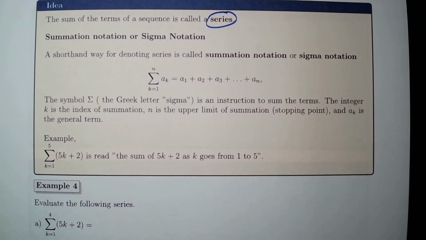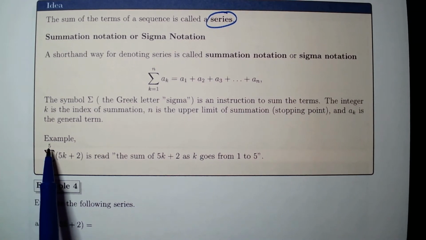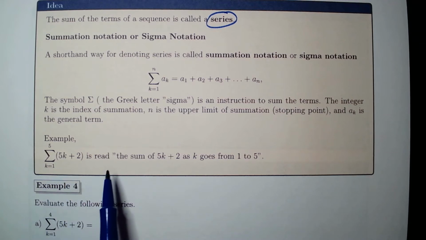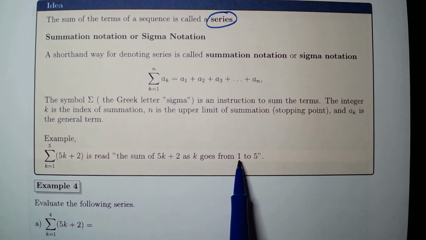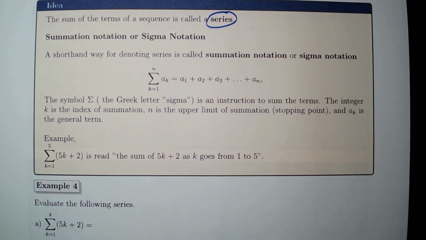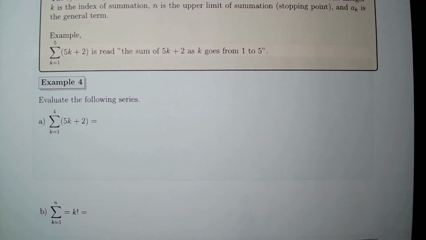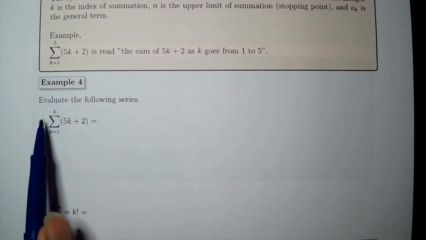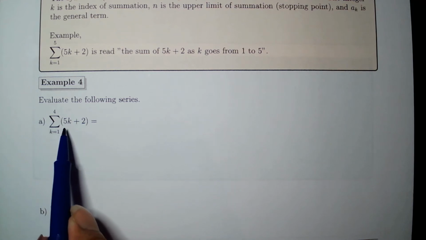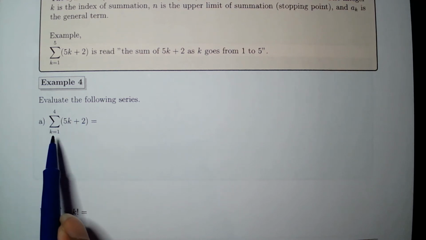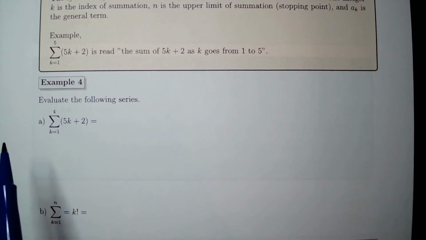Alright, so how do we read these expressions? For example, sigma k equals 1 to 5 of 5k plus 2. We read this as the sum of 5k plus 2 as k goes from 1 to 5. That's how we read one of these. So let's evaluate one of these. In this case, the way we read this is the sum of 5k plus 2 as k goes from 1 to 4.